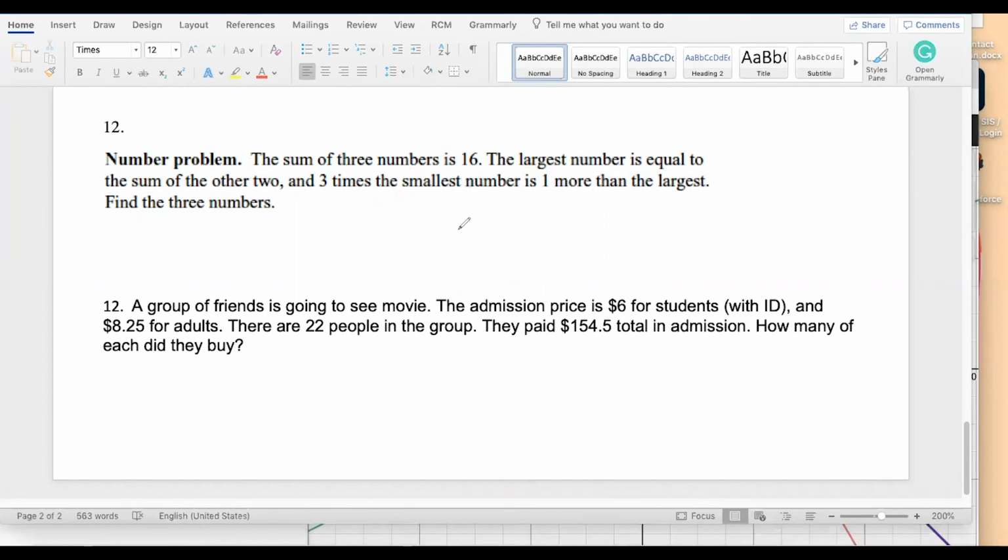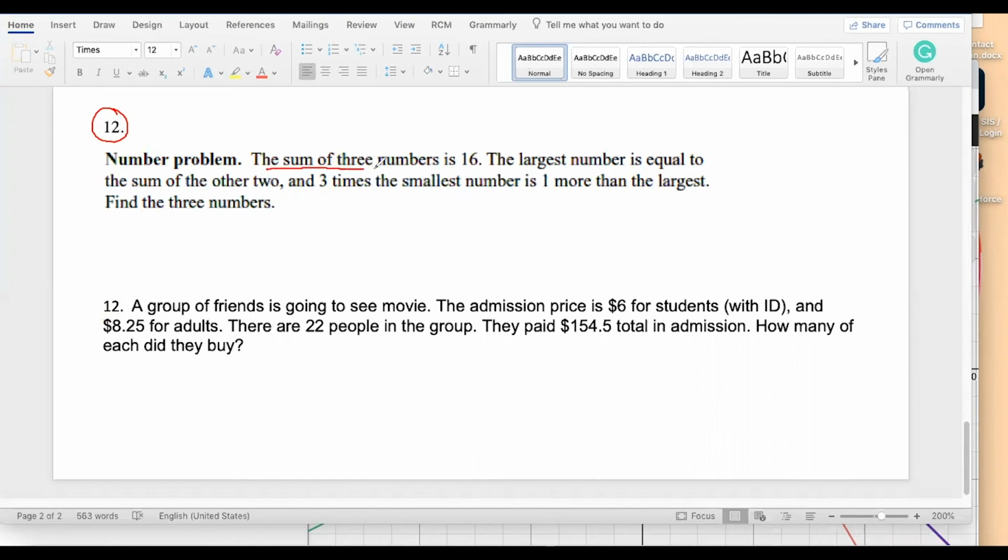Okay, so we're looking for how many of each ticket each friend bought. We're actually at number 12, so it's going to be the number problem. Oh, this number 12, not this number 12. My bad. Yes, you are exactly right. This number 12 has 3 variables and this number 12 has 2 variables, but we're going to do the one with 3 variables.